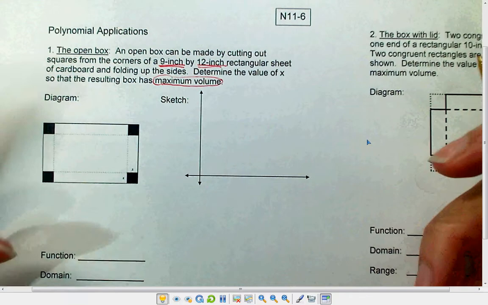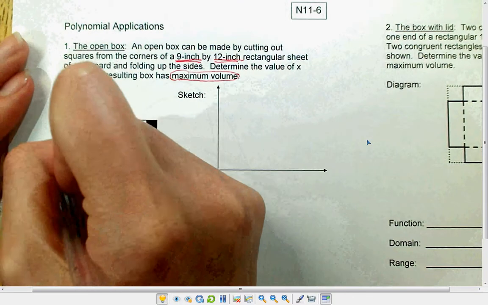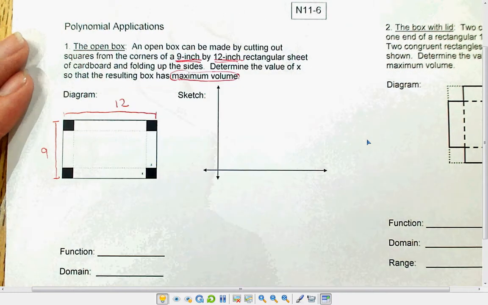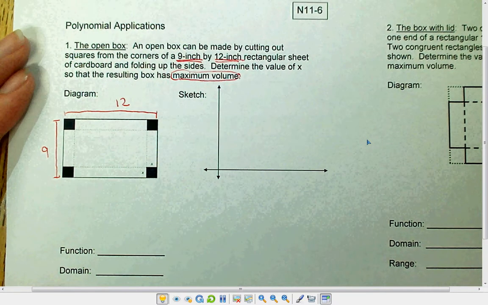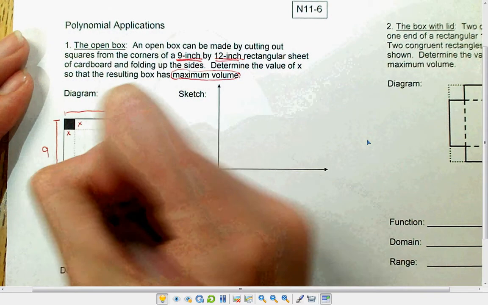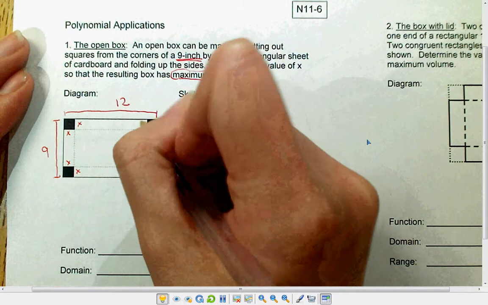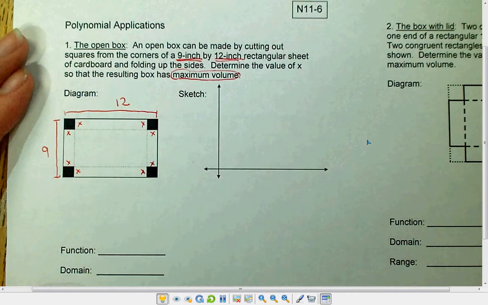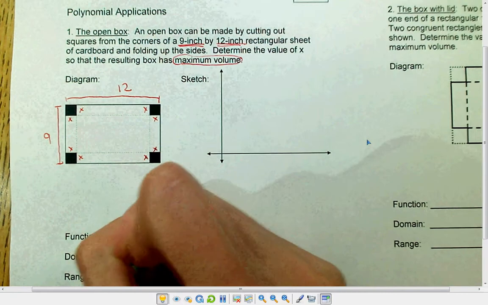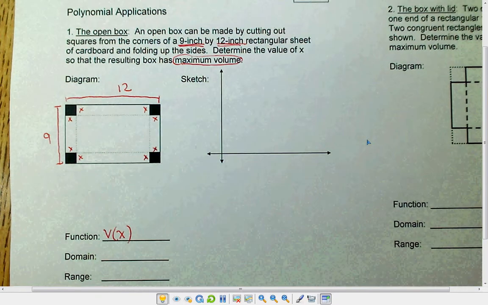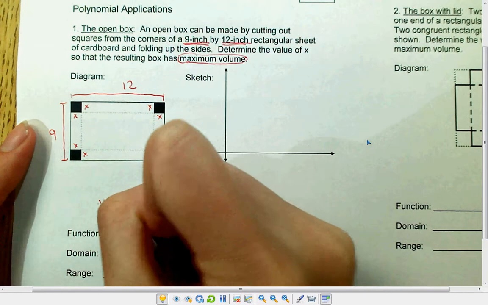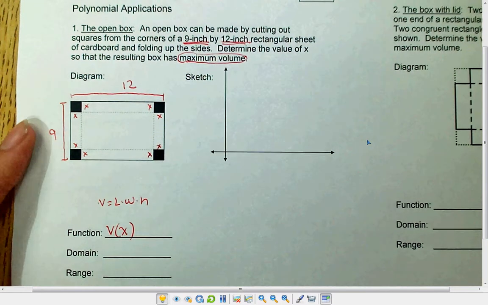So let's start off by labeling our diagram. We know that our rectangle is 9 by 12 inches. And we know that we're cutting out little squares from the edge that are all x length. So we're looking for our maximum volume. So what we want is to find an equation for our volume. So we know that volume of this box is length times width times height. So we're going to have to find what length, width, and height are.